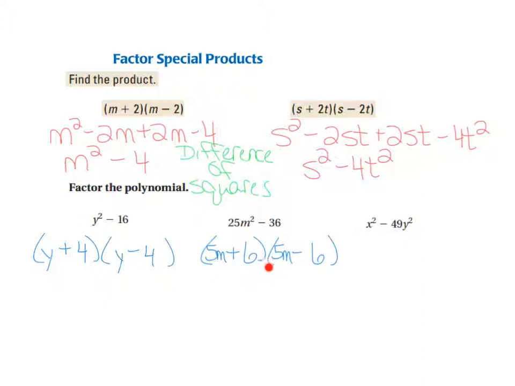Let's check it. 25m squared, this would be minus 30m plus 30m, that would cancel. 6 times negative 6 would be negative 36. It all works, okay? You try this next one. Pause the video, try it, see if you can come up with the two binomials, then check your work.